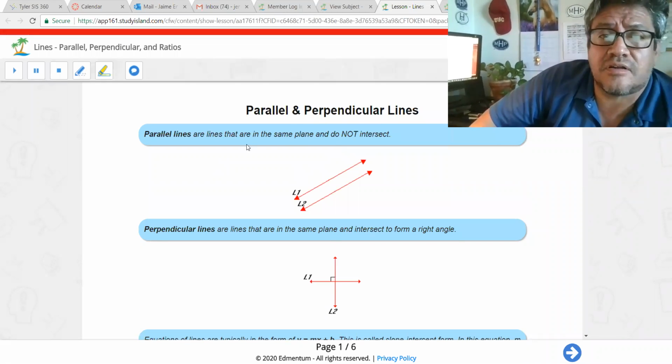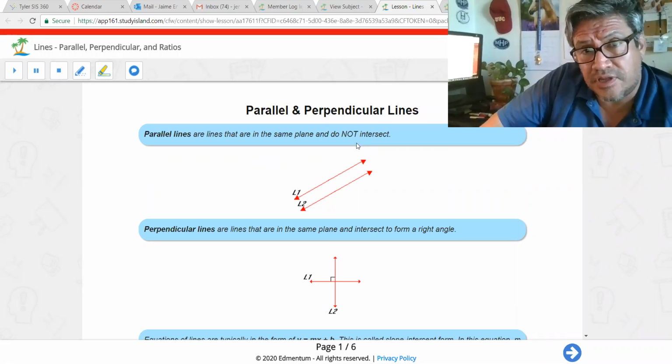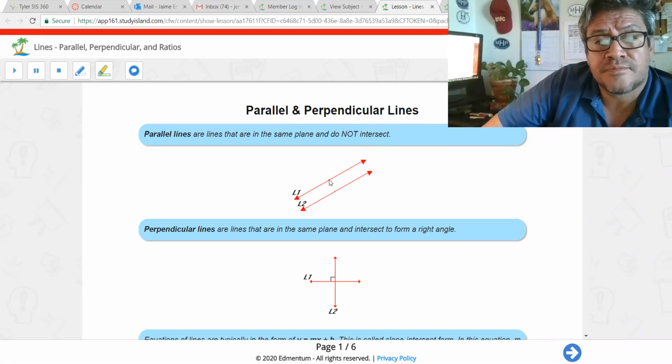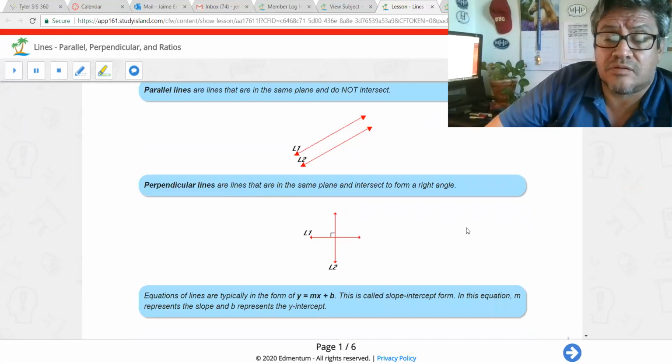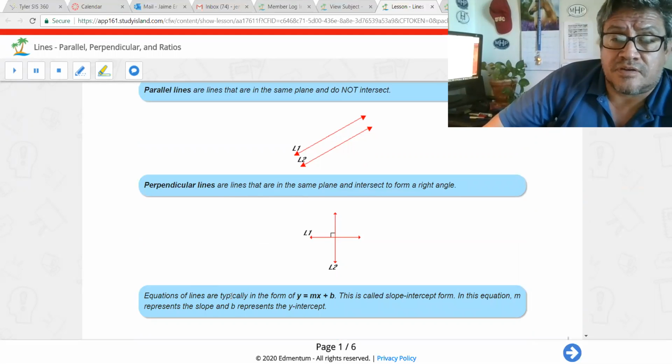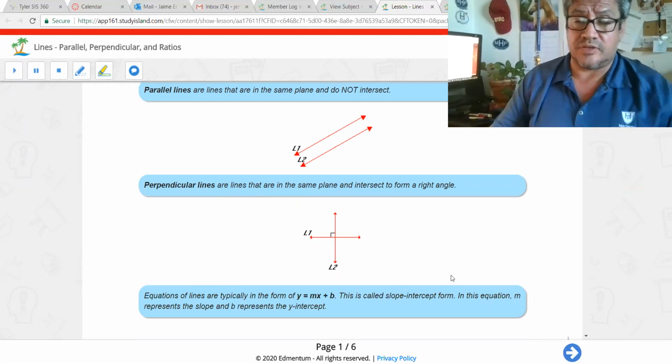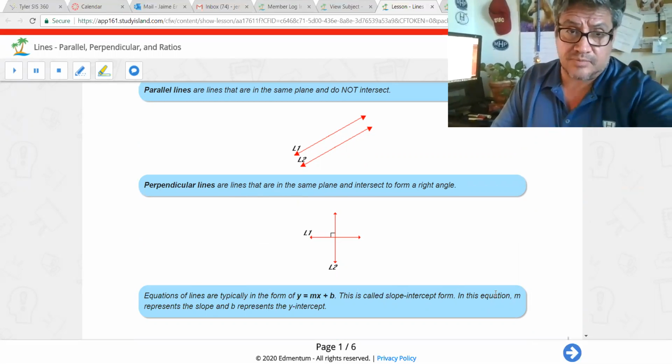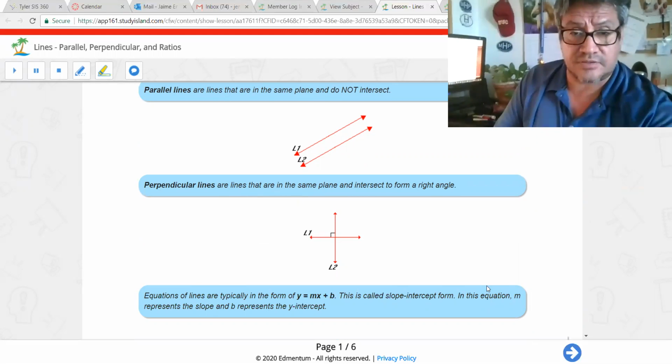Parallel lines are lines that are in the same plane and do not intersect. Perpendicular lines are lines that are in the same plane and intersect to form a right angle. Equations of lines are typically in the form y equals mx plus b. This is called the slope-intercept form. In this equation, m represents the slope and b represents the y-intercept.